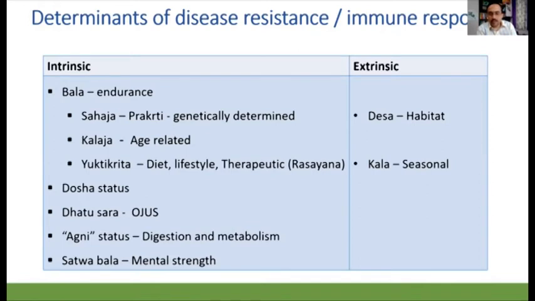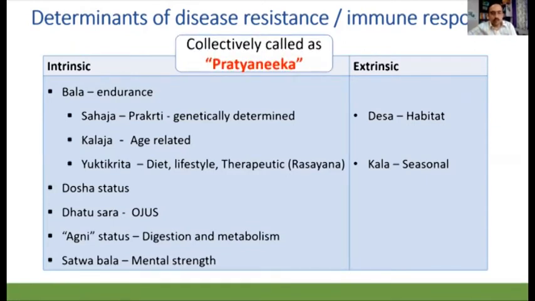And the extrinsic factors, again, desha, that means the habitat, the region from which the person takes birth or is living at present, has a very high influence. If you go through studies, there are a lot of studies that say the habitat is very important in determining the immune response. The other important one is the kala, or the season. Seasonal variations have their own implications on the immune mechanism. So these are some of the determinants of immune mechanism as per Ayurveda. Collectively, these are represented as the term pratyaniga, that means that which opposes the manifestation of a disease. So these are the determinants.